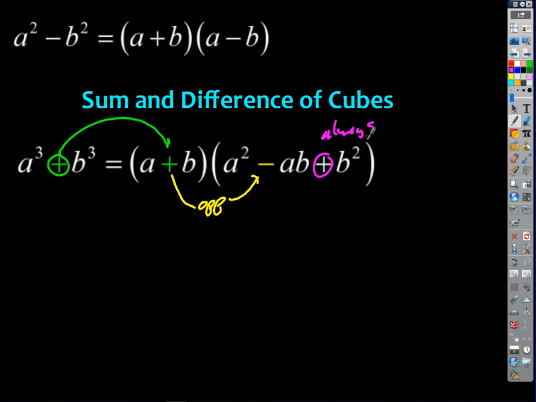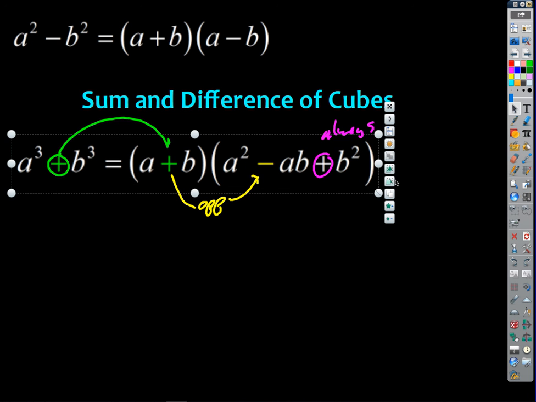Okay? So what do you think is going to happen if I started off with a cubed minus b cubed? What do you think the result's going to be? Instead of a plus b, that's going to be a minus b. And instead of a squared minus ab, that's going to be a squared plus ab. And that's always plus b squared, sorry. So, let's just show that.